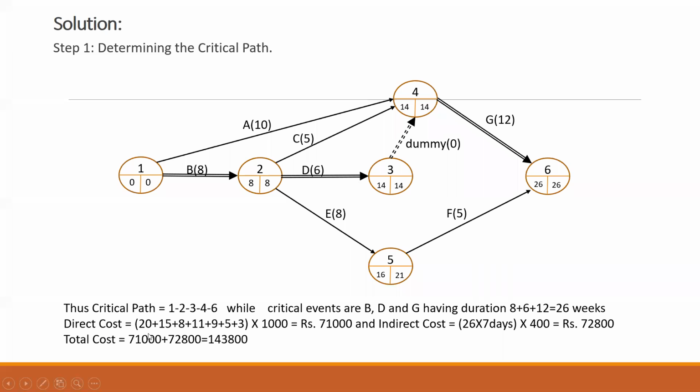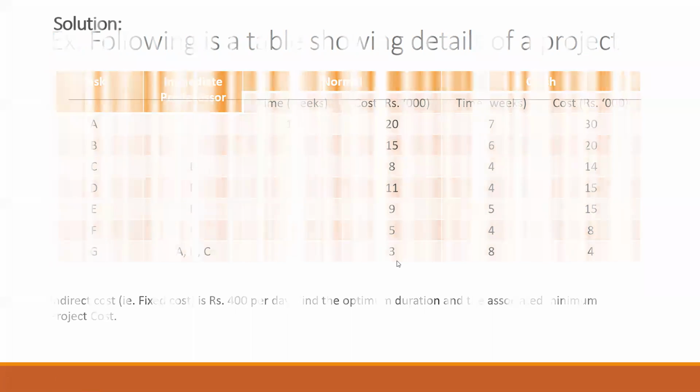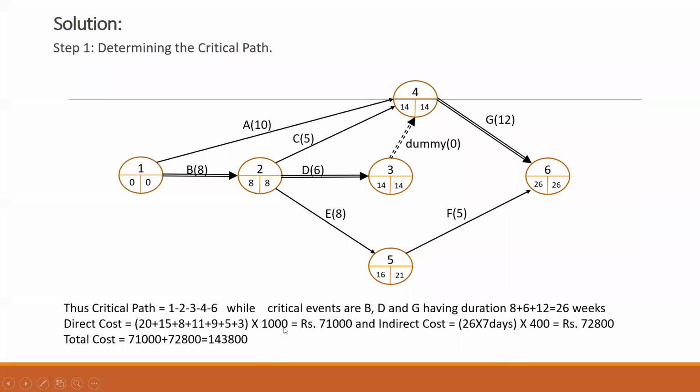And if I find out the direct cost, 20 plus 15 plus 8 plus 11 plus 9 plus 5 plus 3. Now, from where are we getting these values? These are the values for your normal cost, from the table, this cost here total. Because the cost is given in thousands, we have to multiply this by 1000, and that's the reason I have multiplied this by 1000. So my direct cost is coming as 71,000 here.